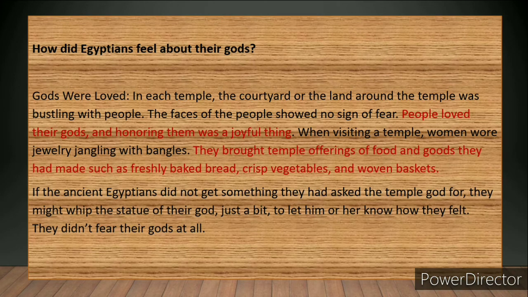If the ancient Egyptians did not get something they had asked the temple god for, they might whip the statue of their god just a bit to let him or her know how they felt. They didn't fear their gods at all. Although the Egyptians believed their gods to be present in the world around them, contact between the human and divine realms was mostly limited to specific circumstances.